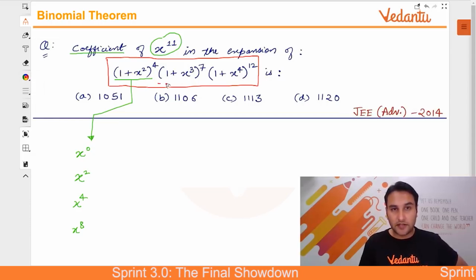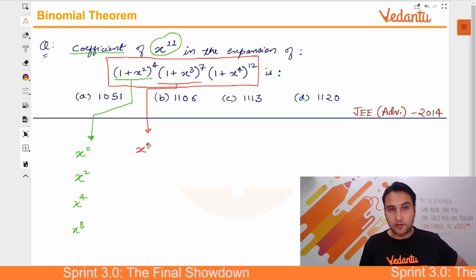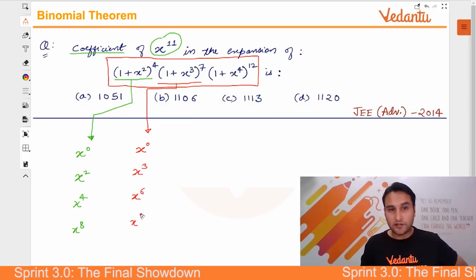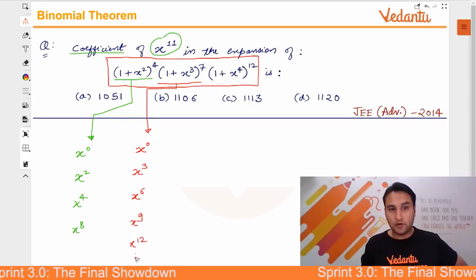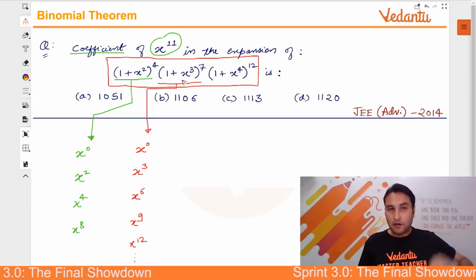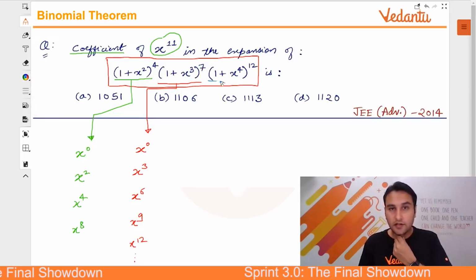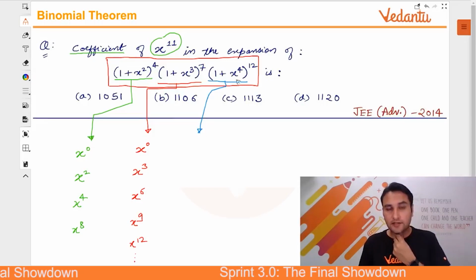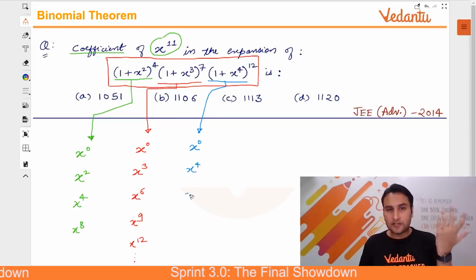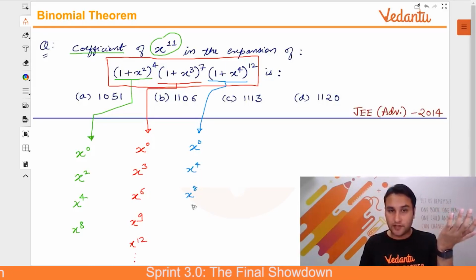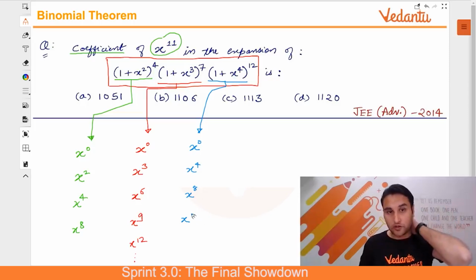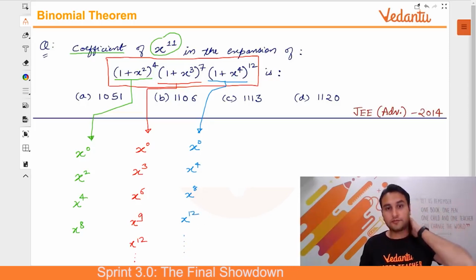Similarly, what will be the powers of x here? Either the power will be 0 and multiples of 3: x to the power 3, x to the power 6, x to the power 9, x to the power 12 and so on. Agree? Because it is the sum raised to a power of x cubed. Are you guys following me till here? Similarly, look at this. What will be the powers of x here? Either x to the power 0, x to the power 4, x to the power 4 squared that is 8, and x to the power 4 cubed that is 12 and so on.